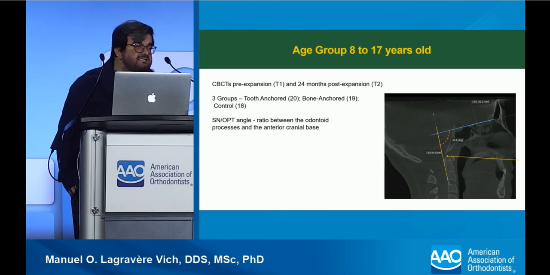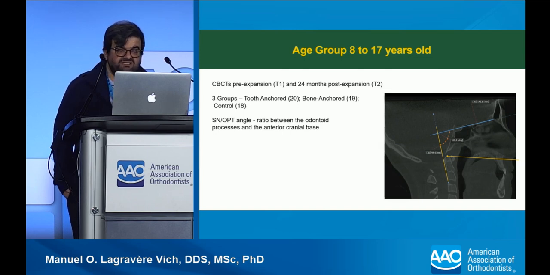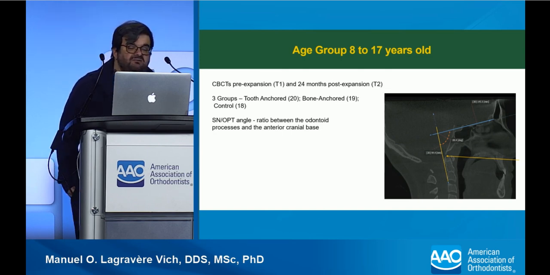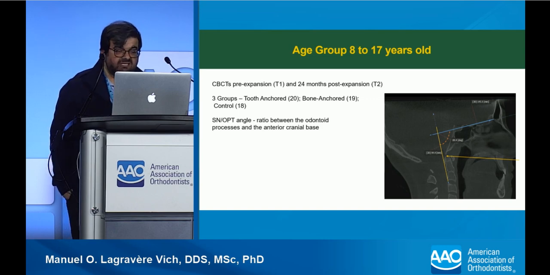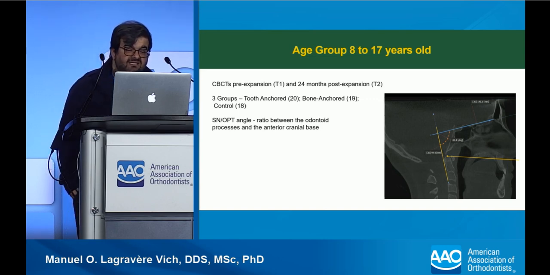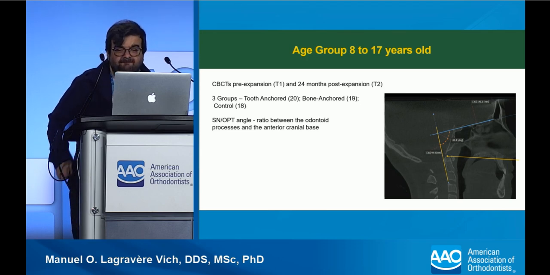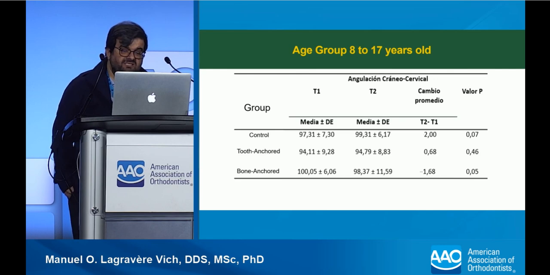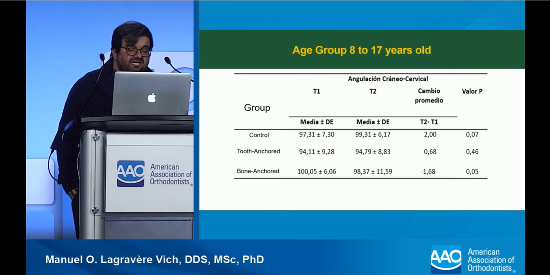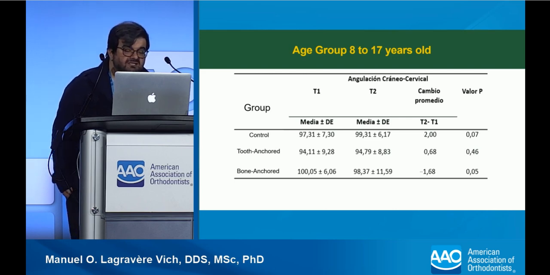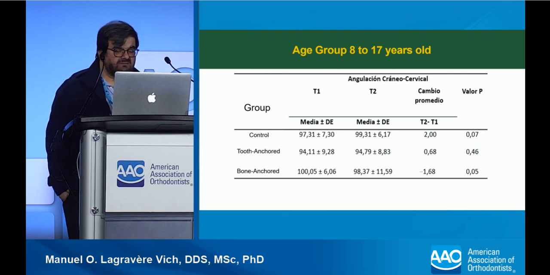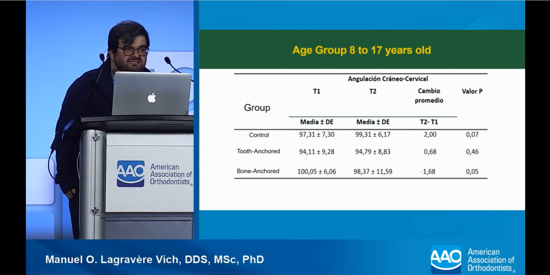So they had CBCTs pre-expansion and at the end of the whole treatment, basically 24 months post-expansion. We had 3 groups: a tooth-anchored, a bone-anchored, and a control. You can see that they've been pretty similarly distributed. And the angle measured was the SN-OPT angle, which is the relation between the odontoid process and the anterior cranial base. What they found was the control pretty much showed an increase of the angle, meaning that the patients were tilting their head more upward, right? The tooth-anchored, almost no change between those time points, but the bone-anchored showed a decrease, right?